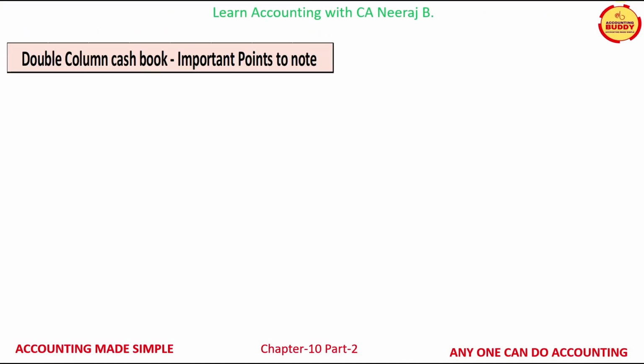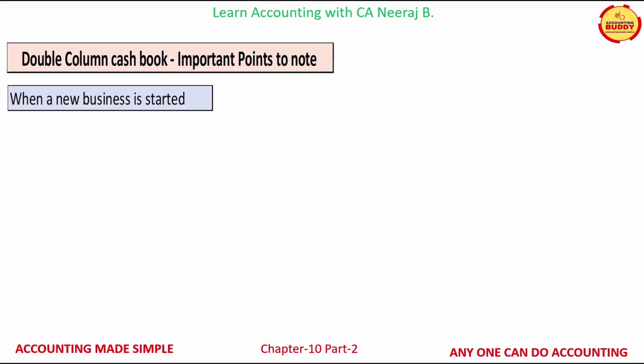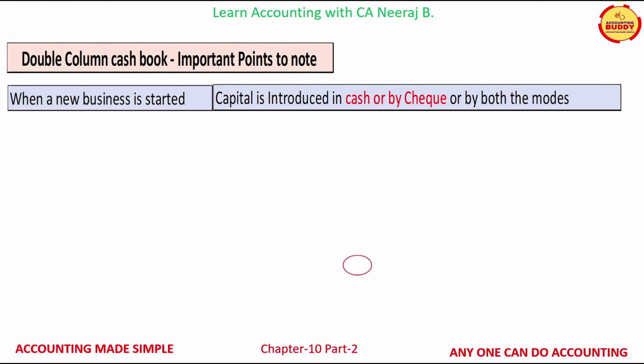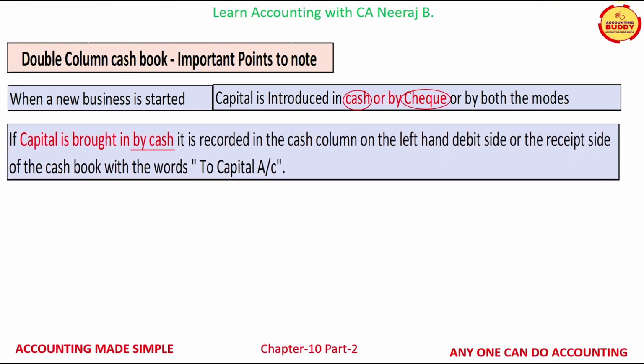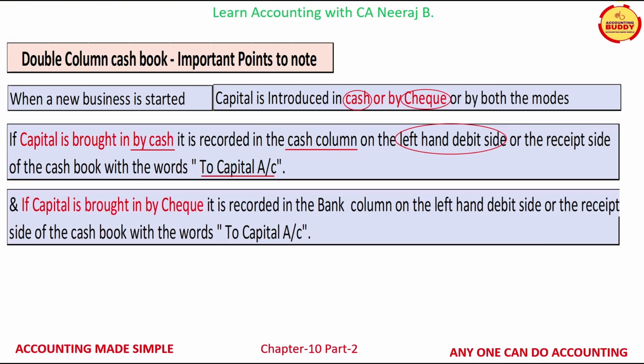In this slide, we will learn a few important points which need to be remembered about double column cash book. When a new business is started, the capital is introduced in cash or by check or by both modes. If capital is brought in by cash, it is recorded in the cash column on the left hand debit side or the receipt side of the cash book with the words to capital account, and if capital is brought in by check, it is recorded in the bank column on the left hand debit side or the receipt side of the cash book with the words to capital account.